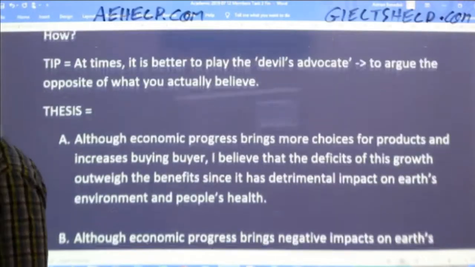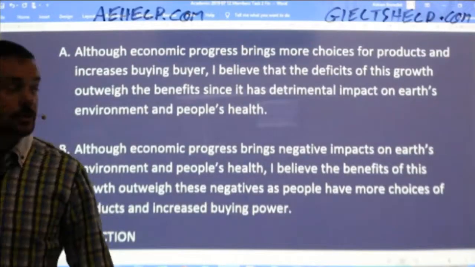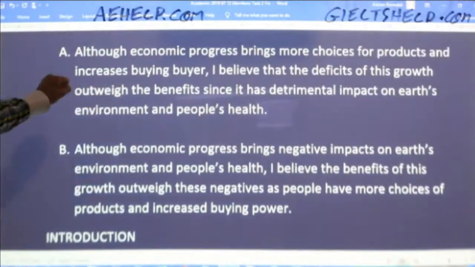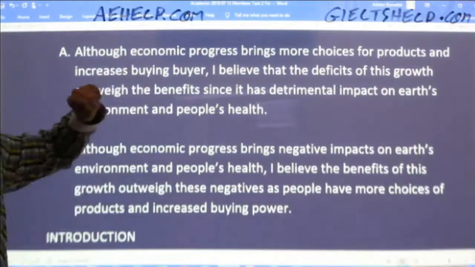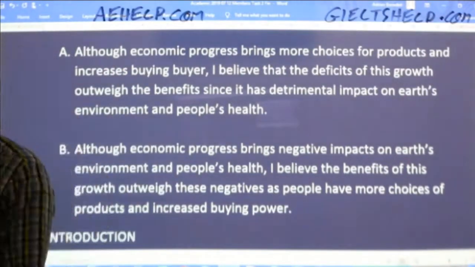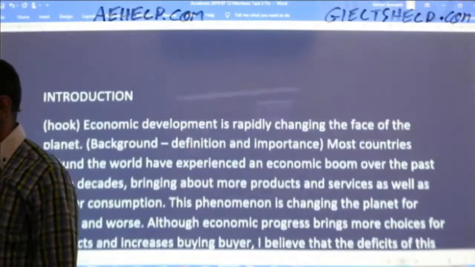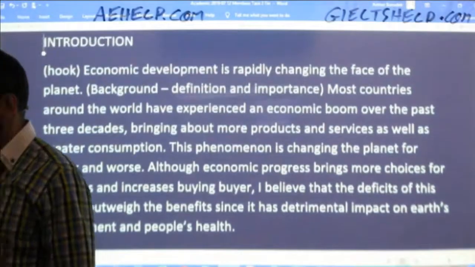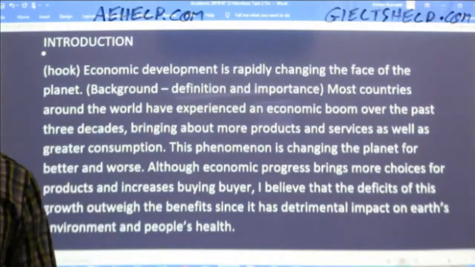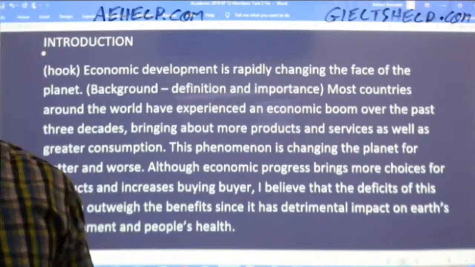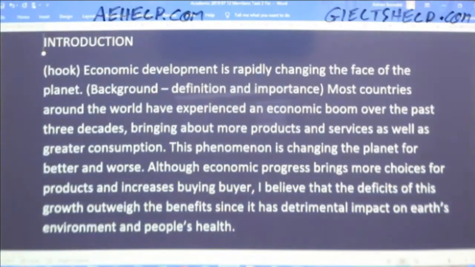Okay? So we compared the two possible thesis statements, that economic progress is better or worse, and we thought, well, it's probably easier to just say that the advantages do not outweigh the disadvantages, especially in the long run. And then we came up with this introduction. So let's review the introduction, and then we'll go for the body paragraph.